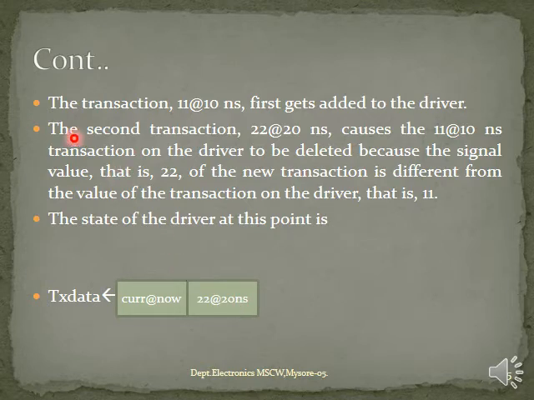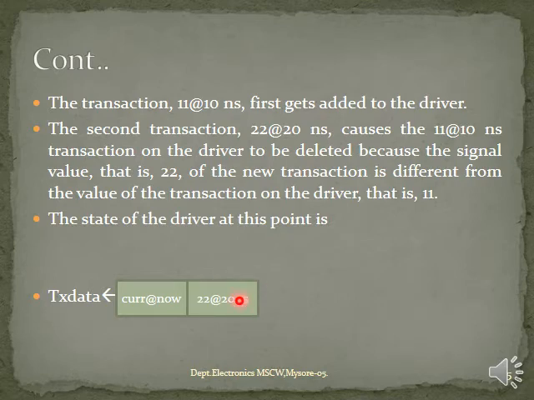And what happens to the second transaction? At what time does it happen? After 20 nanoseconds. Just now we studied, if the delay is more than the previous one, then the value is replaced. Value means the full transaction is added. The first one is deleted and the new transaction is added to this driver, that is 22 at 20 nanoseconds. I think it is clear here.